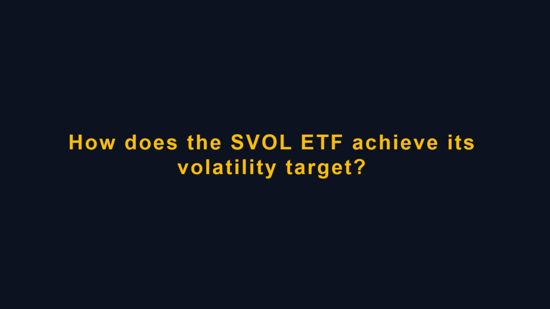Call options. When SVOL buys call options, it essentially gains the right, but not the obligation, to purchase VIX futures contracts at a predetermined price, strike price, by a specific expiry date. Put options. Conversely, when SVOL buys put options, it acquires the right, but not the obligation, to sell VIX futures contracts at a predetermined price, strike price, by a specific expiry date.